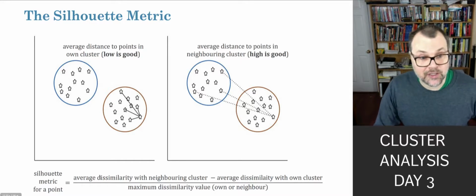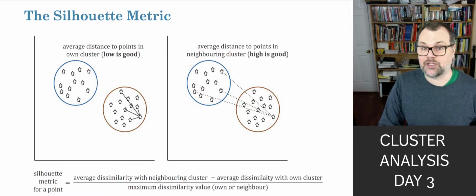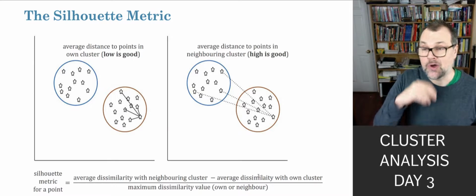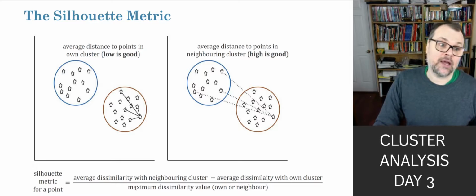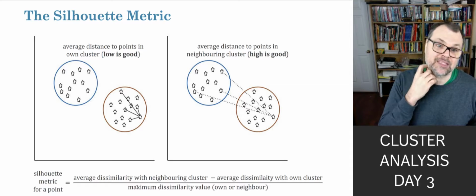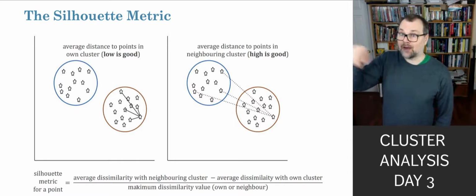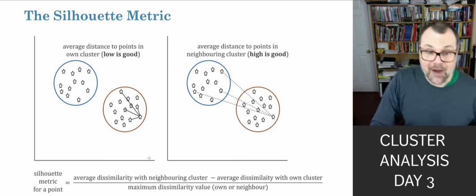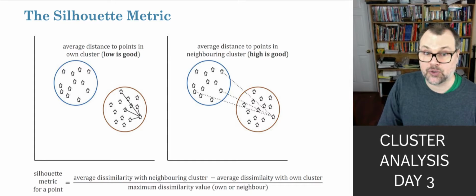So you would want the dissimilarity to be high with the other clusters, and you would want the average dissimilarity in your own cluster to be low. So generally speaking, the numerator should be a large value, and then you'll scale that by the maximum dissimilarity value of that observation, either within its own cluster or outside of the cluster. So you'll get a positive value here if the average dissimilarity with the neighboring clusters is larger than the average dissimilarity within your own cluster, which is what you want.